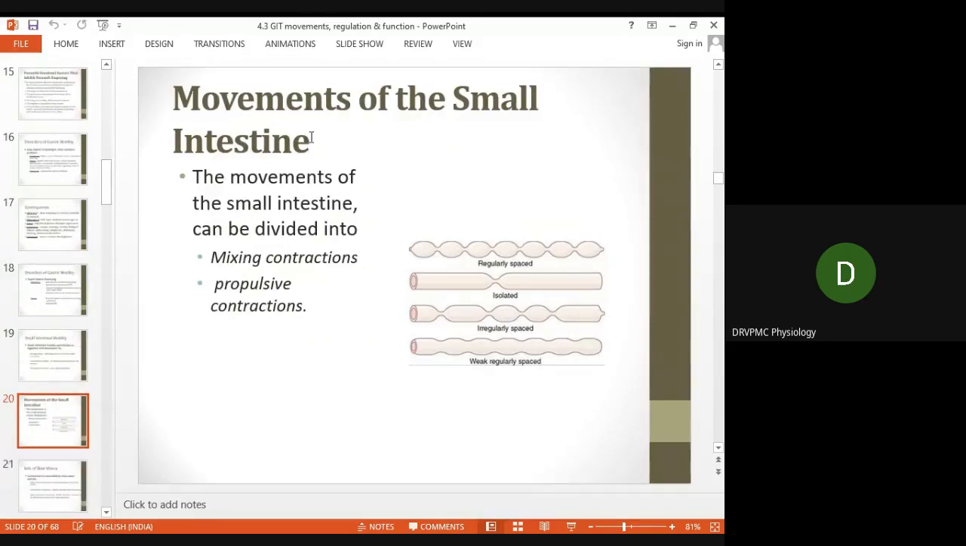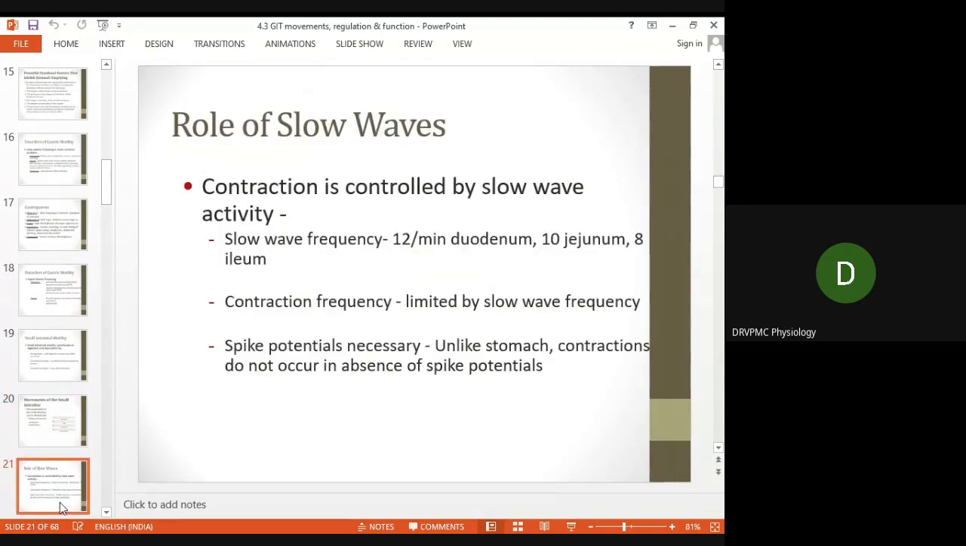What are the movements of the small intestine? Movements of the small intestine can be divided into mixing contraction and propulsive contraction. Let's discuss the slow waves and spike potentials in intestinal motility. The contraction is controlled by slow wave activity.